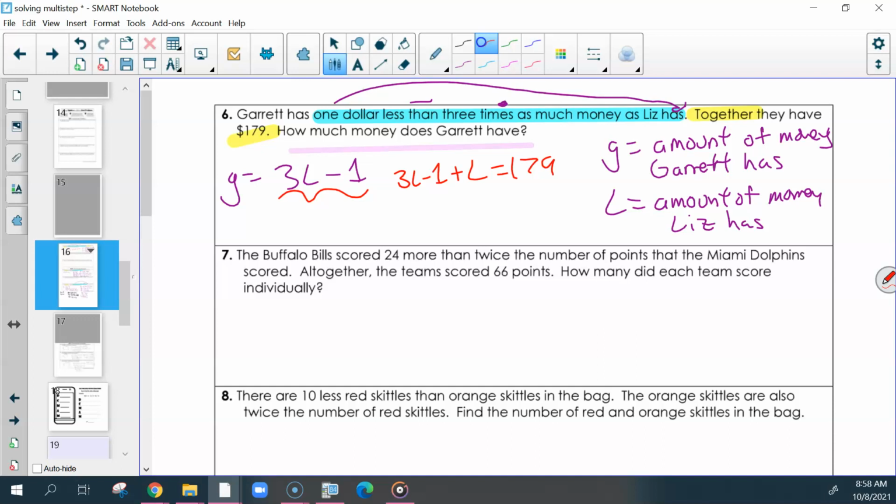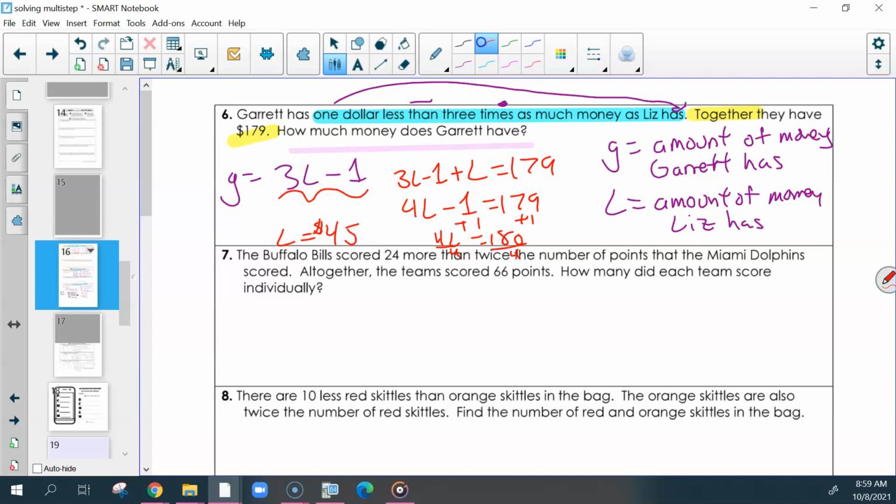After we find that part, we can solve it. So combine our like terms. And now we can solve for L. So add 1 and divide by 4. Your units here would be dollars. This tells us how much money Liz has, that would be our answer, we'd be done.